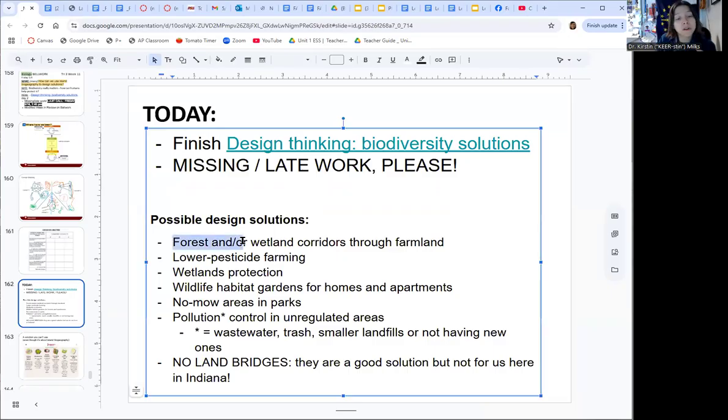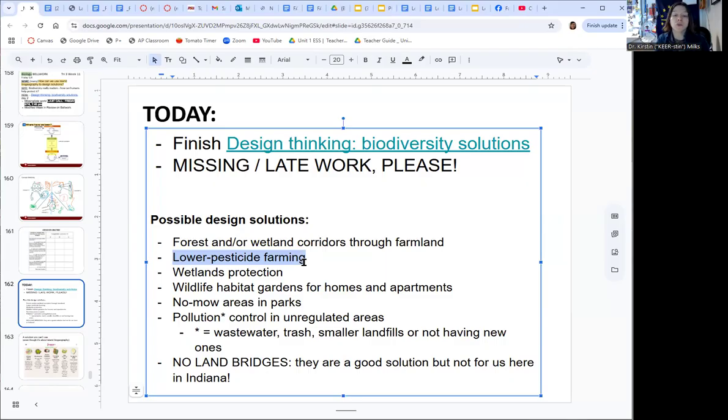Here are some possible design solutions. So we talked about forest corridors or wetland corridors through farmland. We talked about lower pesticide farming. I'll show you an example that you cannot use because it's not about land use, and that's part of what we're doing here. Wildlife habitat gardens for homes and apartments, no mow areas in parks, or not mowing until after a certain time of the spring to help make it so that there is hibernation habitat for animals like insects.